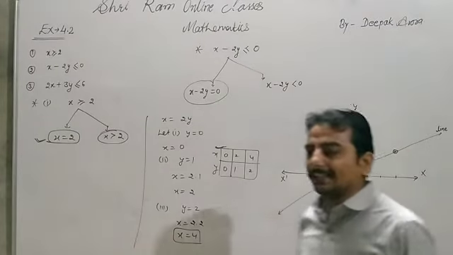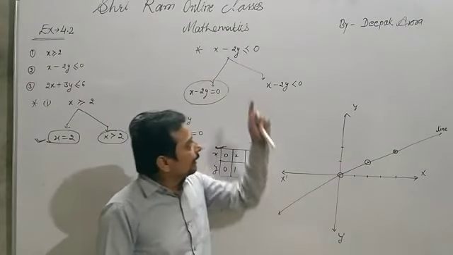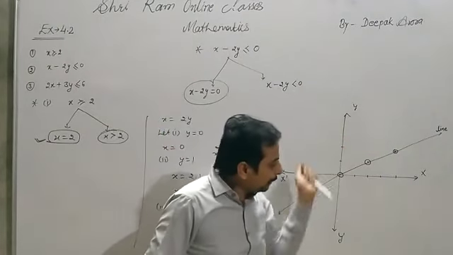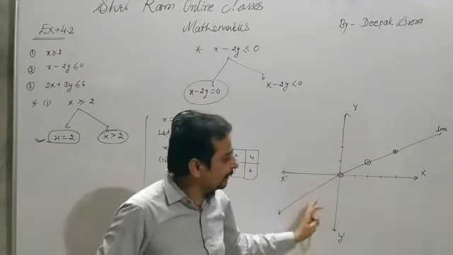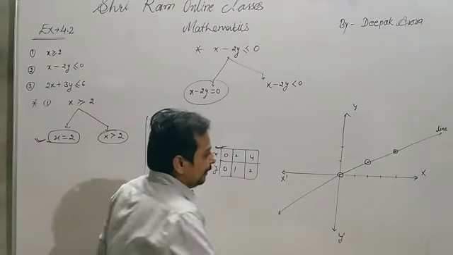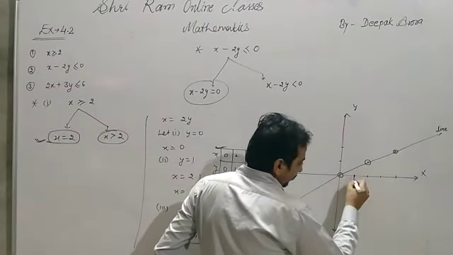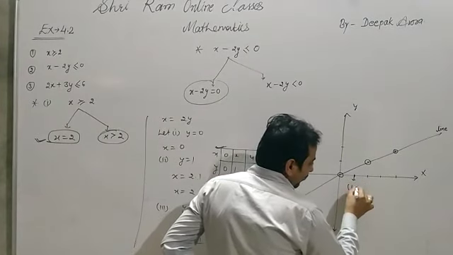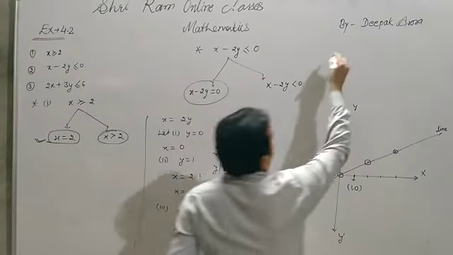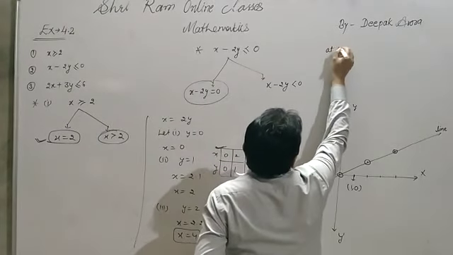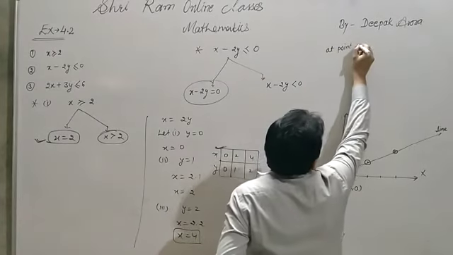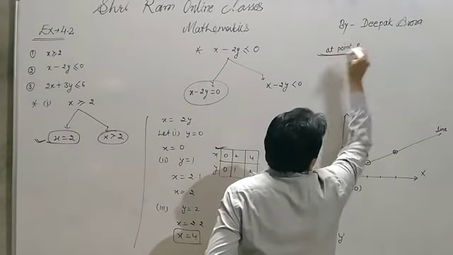Now we check the area for x minus 2y less than 0. We take any point in the first, second, third or fourth quadrant. Let us assume the first point is 1, 0. We pick it for the area, at point P.